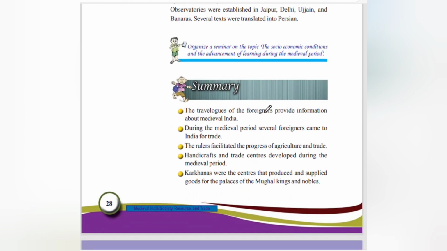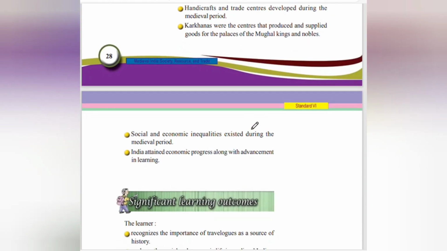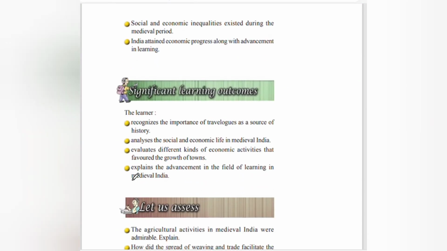Summary. The travelogues of the foreigners provide information about medieval India. During the medieval period, several foreigners came to India for trade. The rulers facilitated the progress of agriculture and trade. Handicraft and trade centers developed during the medieval period. Karkhanas were the centers that produced and supplied goods for the palaces of the Mughal kings and nobles. Social and economic inequalities existed during the medieval period. India attained economic progress along with advancement in learning.